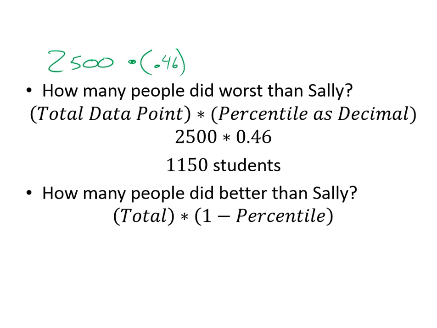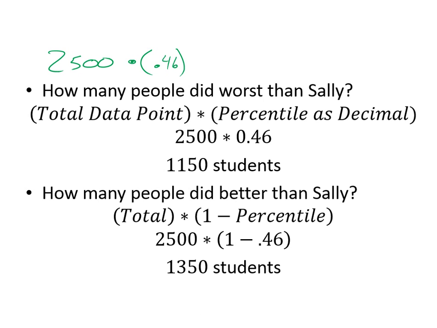Now to find how many people did better, you're going to take the total number, 2,500, and multiply by 1 minus her percentile. Her percentile was 46, so you go 1 minus 0.46, which is 0.54. And you go 2,500 times 0.54, which gives you about 1,350 students who did better than her.